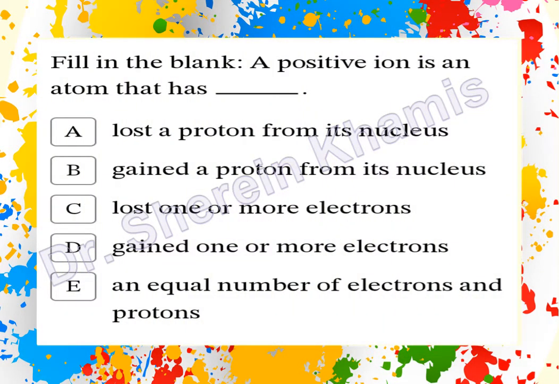Question number 3 says fill in the blank: a positive ion is an atom that has... What about a positive ion? A positive ion is an atom of a metal, a metallic atom. What happened to this atom? It loses 1 or 2 or 3 electrons and changes into a positive ion. So what happened after that? The number of positive protons is greater than the number of negative electrons surrounding the atom.